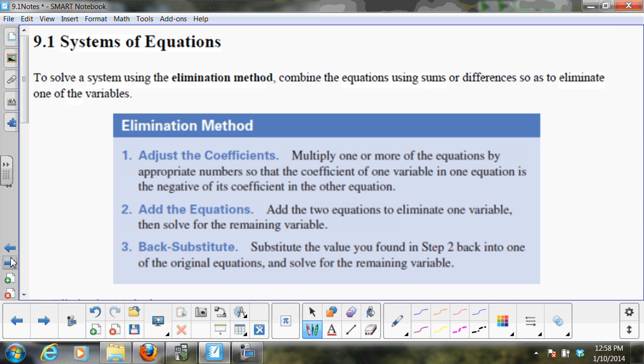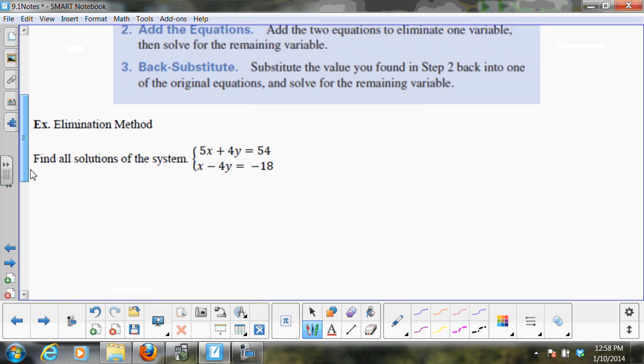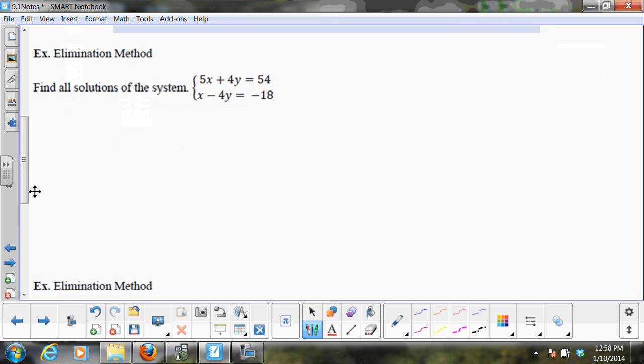The other method to use is the elimination method, which might be easier depending on how the equation is actually set up. Elimination method means that you're actually eliminating one of the variables completely. So if you look at this example, there is 4y on top and a negative 4y on the bottom. We add the 2 equations. We can eliminate our 4y's, which we get 6x equals 36.